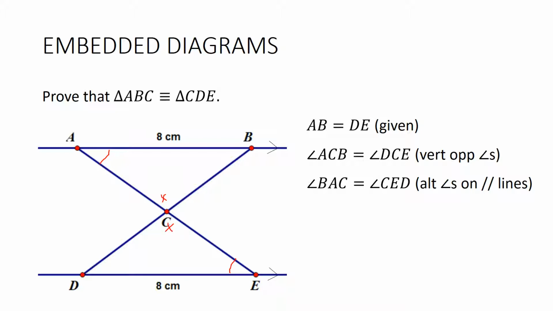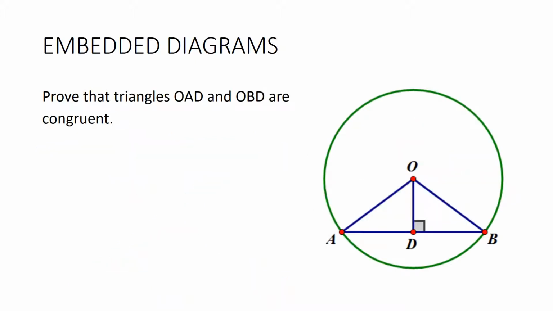And we've got angle, angle, side. So we say, therefore, triangle ABC is congruent to triangle EDC. Reason, angle, angle, side.